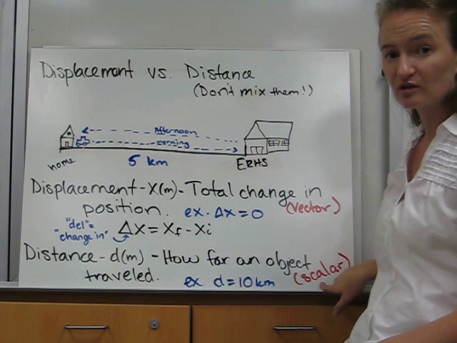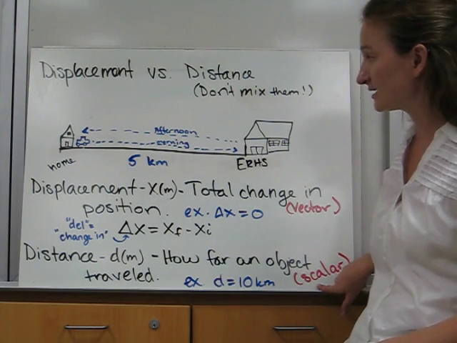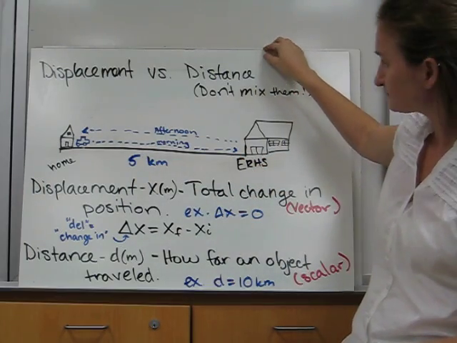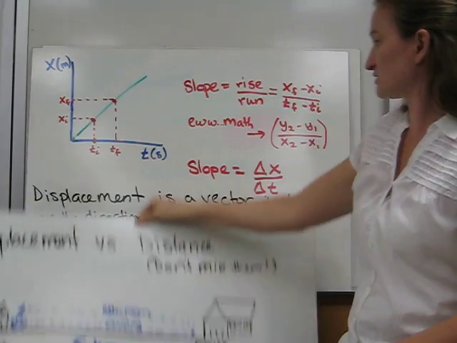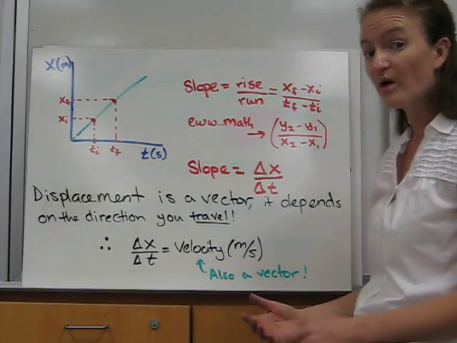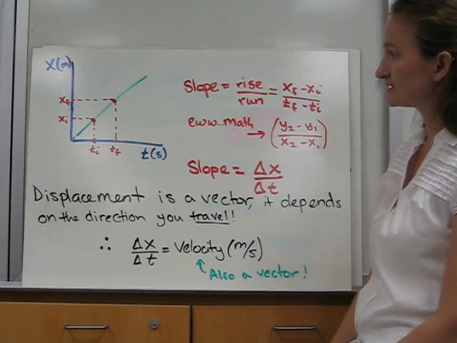Distance is just a scalar. It can never be negative. It doesn't matter what way you're going, you always add it up. So 5 plus 5 gives you a total of 10. That's distance and displacement. So in class today, we did a graphical analysis of what these two things represented. Like I said, we're going to focus on displacement.